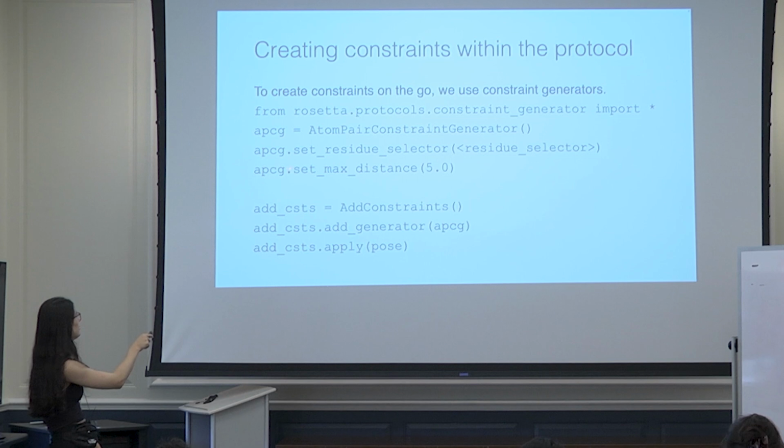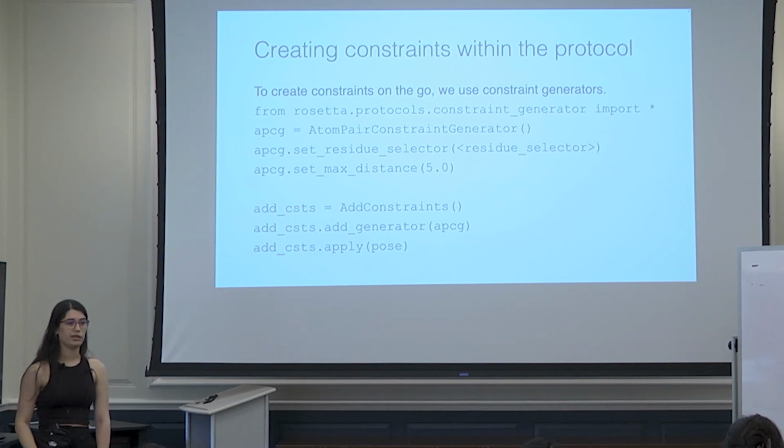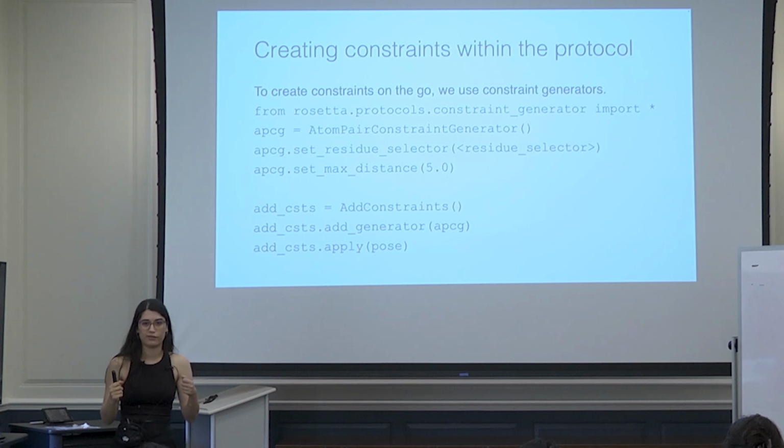And then, as you can see, the atom pair constraint generator has an attribute, set max distance. In this case, it is 5. And so that is your cutoff. And after that, you start introducing the penalty.